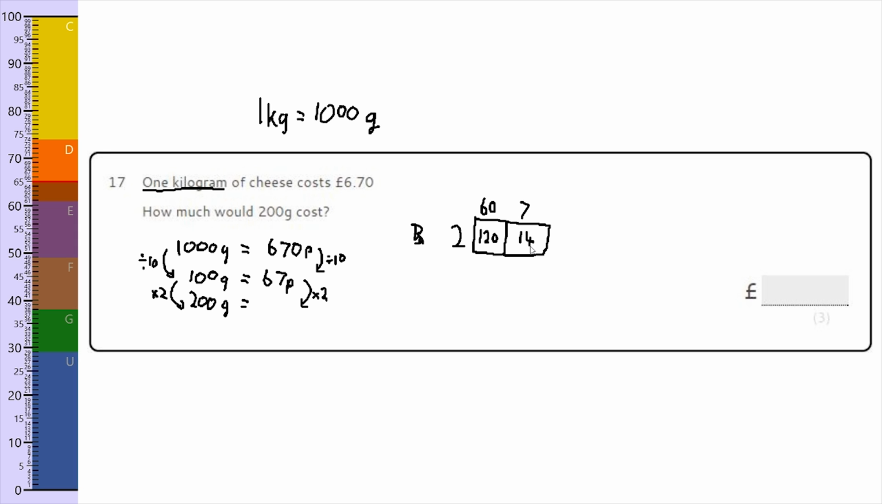And then we need to add those together, so 120 plus 14. So 0 plus 4 is 4, 2 plus 1 is 3, and then the 1 there. So 134. So it's 134 pence. And then for our answer, we just make it into pounds. So it's £1.34 will be the answer.